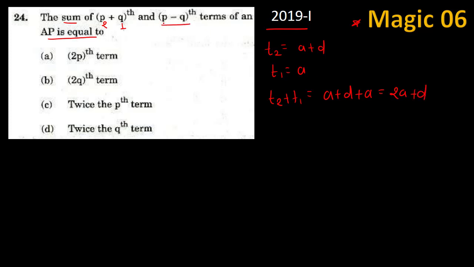Okay, then P minus Q is what? See, this is a P and this is a Q. So T2 minus T1, P minus Q will be A plus D minus A, which is equal to A.